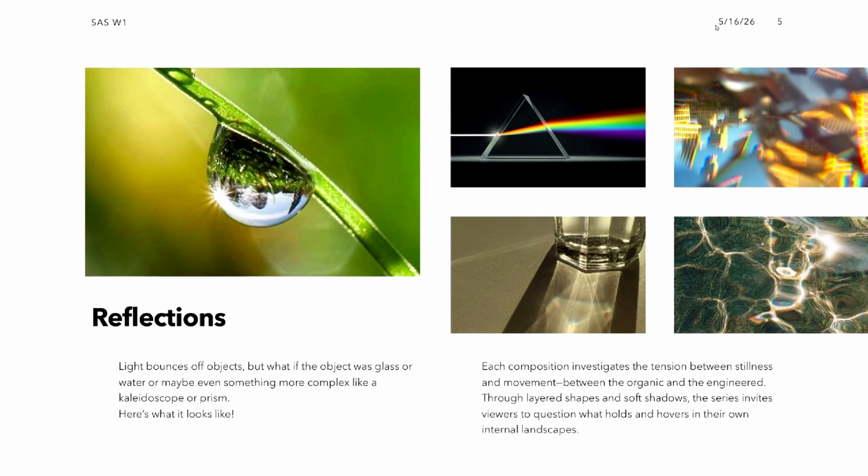So light bounces off of objects, we know that, but what if the object was glass or water, maybe even something more complex like a kaleidoscope or a prism? Well, here's what it looks like.